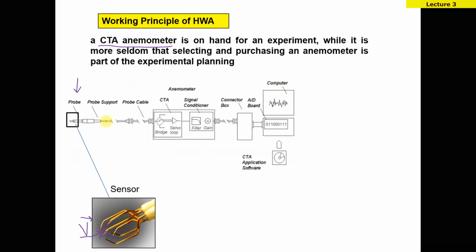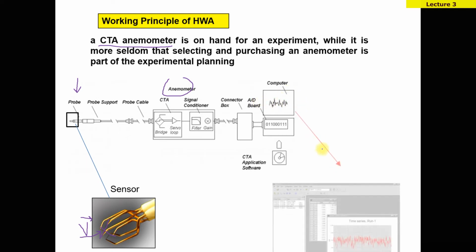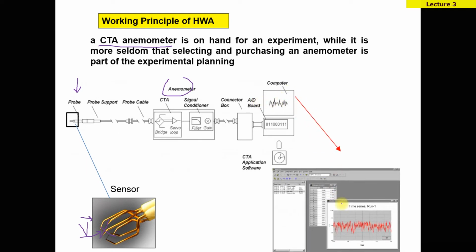And this signal passes through the anemometer, then an analog to digital converter, then the computer, and then your computer display. We can see this velocity fluctuation. We can see the velocity fluctuations are very high, and that high frequency fluctuation can be captured by using a hot wire anemometer, and that is not possible by using particle image velocimetry or Doppler velocimetry.